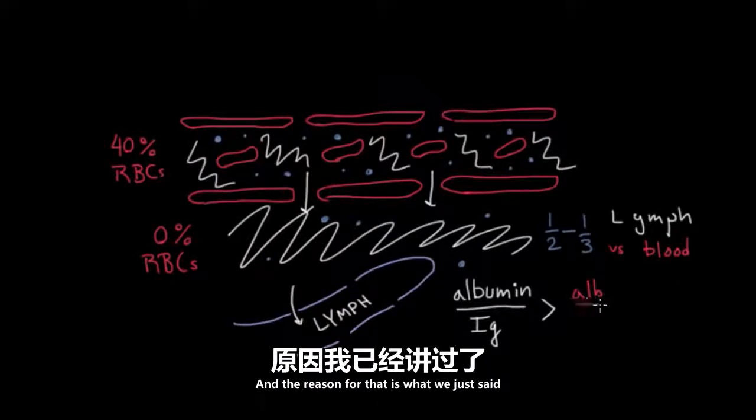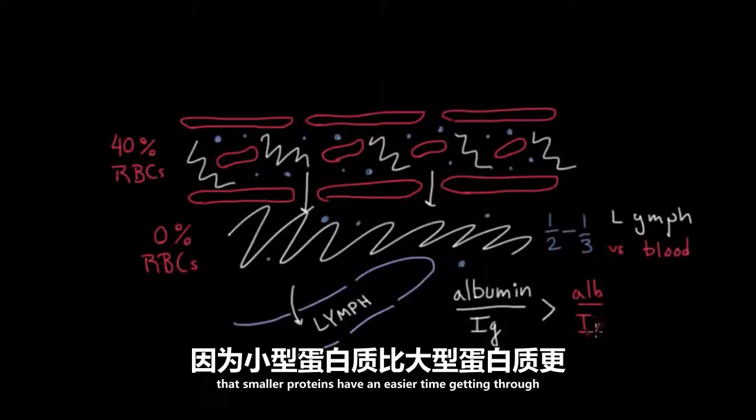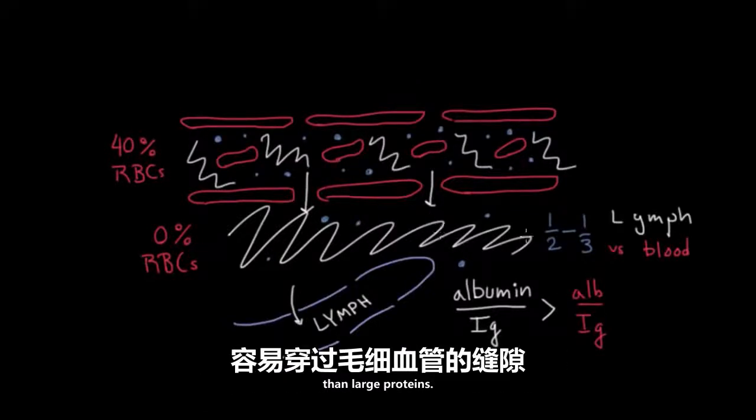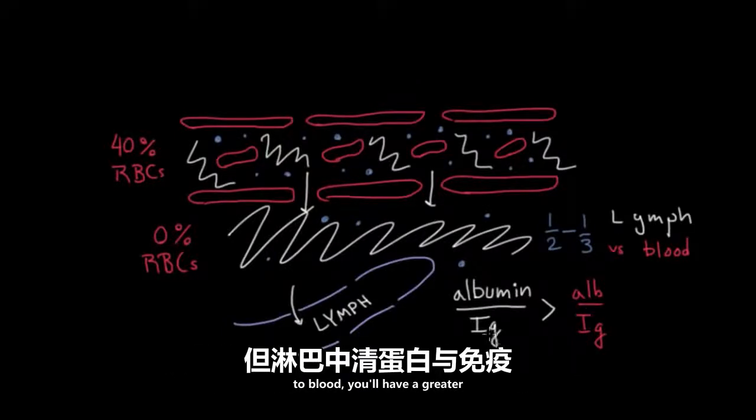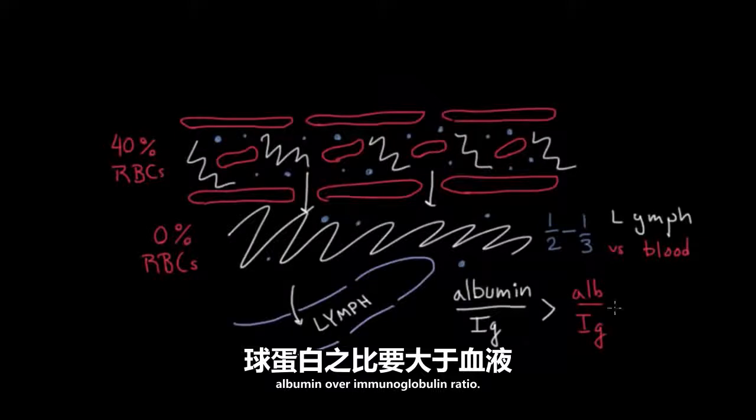And the reason for that is what we just said, that smaller proteins have an easier time getting through than large proteins. So even if you have less albumin overall in lymph compared to blood, you'll have a greater albumin over immunoglobulin ratio.